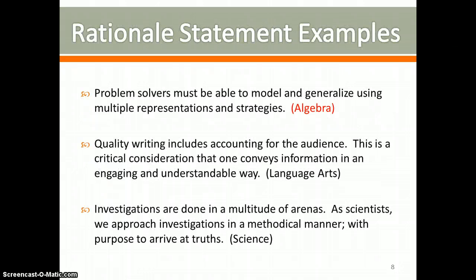Here are some examples of rationale statements. Once again, we follow the algebra through. We already developed a specific goal for algebra, targeted standards for that algebra course, and now we're developing a rationale statement that follows those. You may want to pause at this point, develop a rationale for your particular SLO if you're following along.